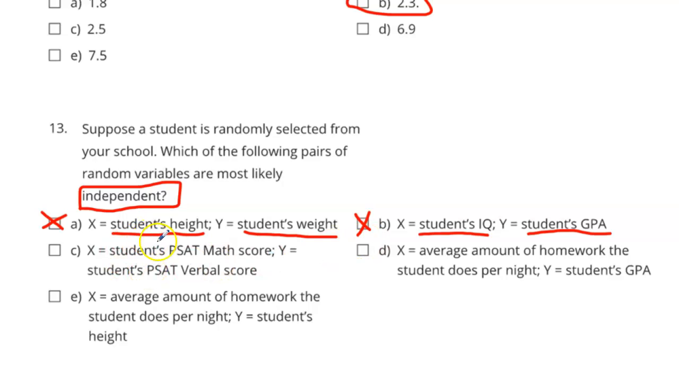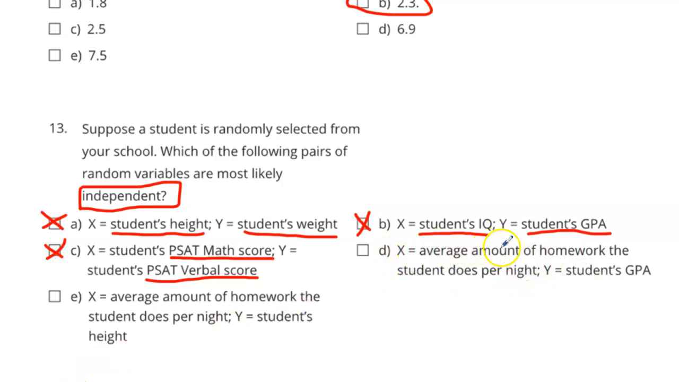For letter C, students' PSAT math and PSAT verbal. If a person takes a PSAT prep course or is overly good at tests, then their PSAT math score would probably inform us that their PSAT verbal score would probably be similar. I know that they're different topics. However, knowing how to take a test affects both of these things. So since one aspect affects both of these scores, I would not say that they are independent of each other.